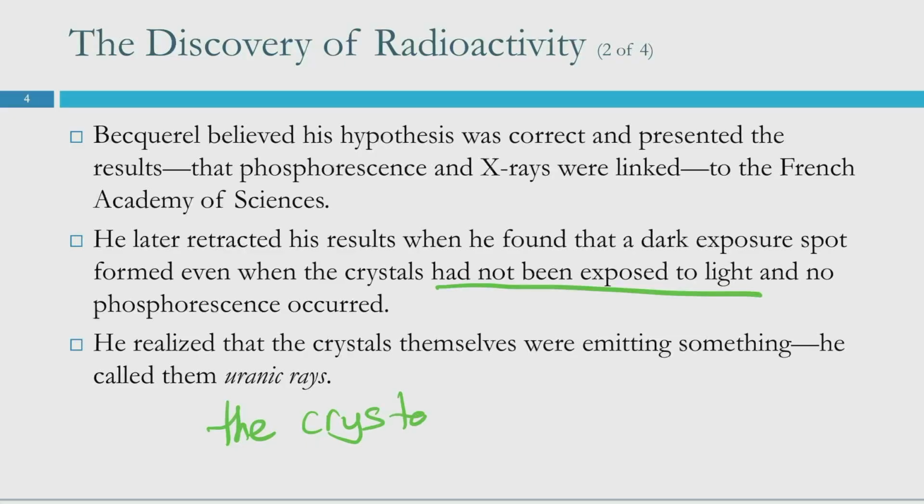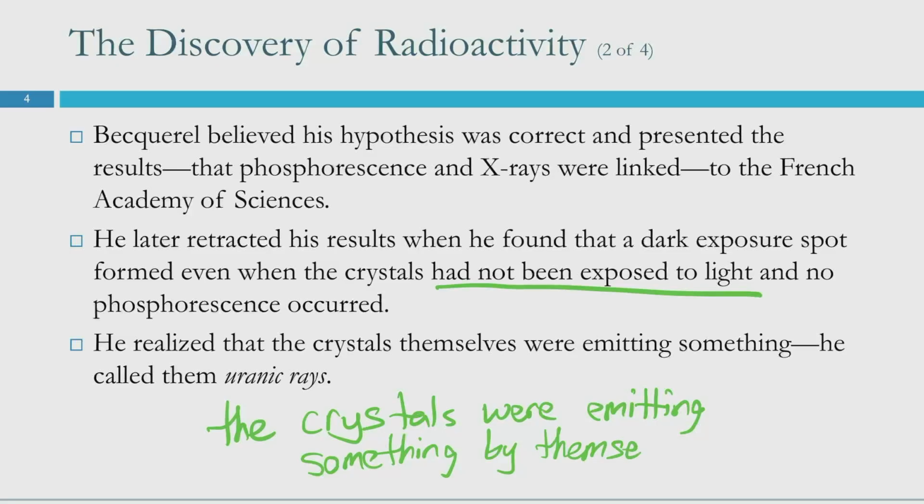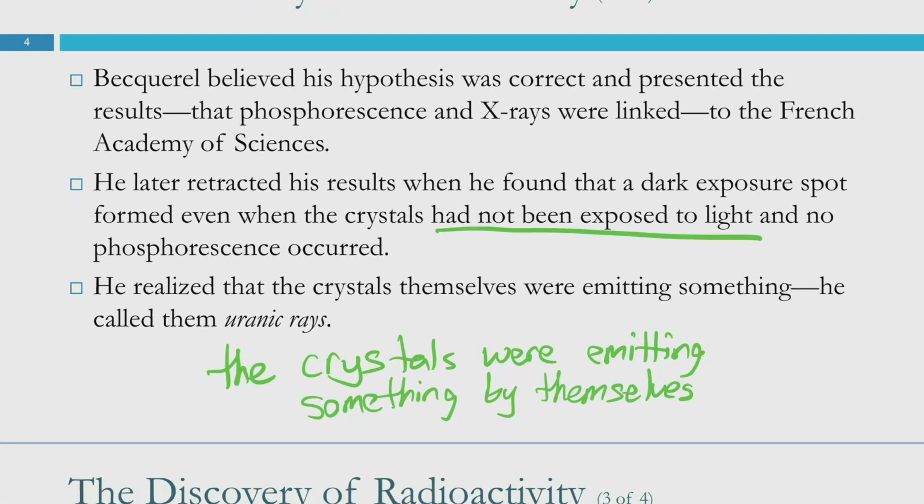So the crystals were emitting something by themselves. Without charging them up with phosphorescence, those crystals were emitting something that he called uranic rays, which sounds like, I don't know, something that a villain would use in a movie.